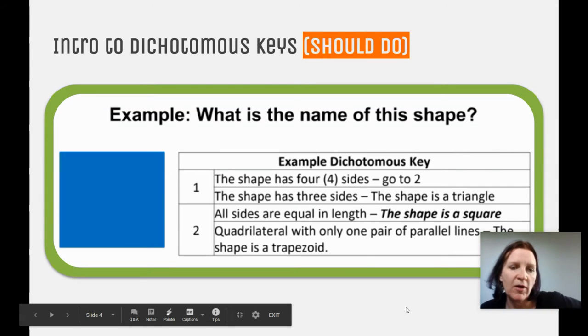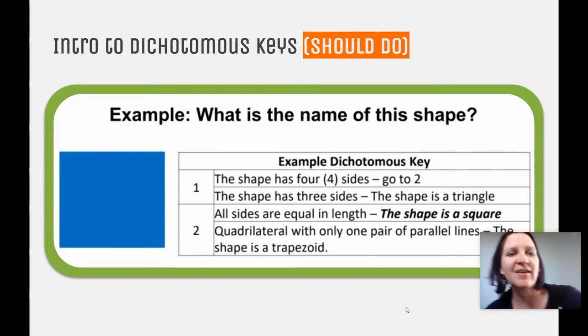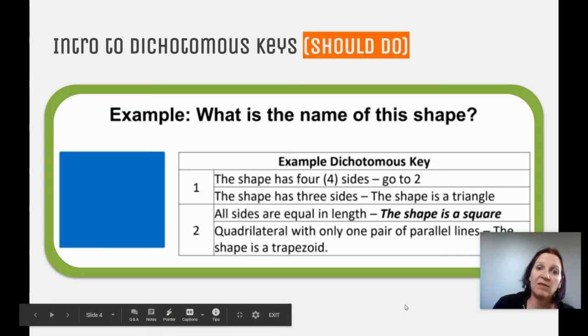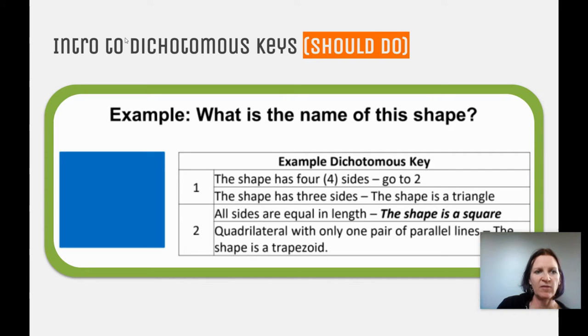This short video will walk you through how to use a dichotomous key. These are should-do activities, just as a note. So, dichotomous, first of all, let's break down that word. Di means two. So, in a dichotomous key, you always have the choice of two.